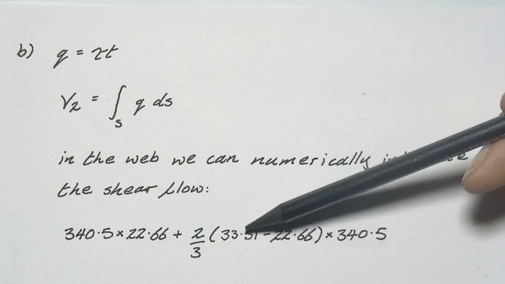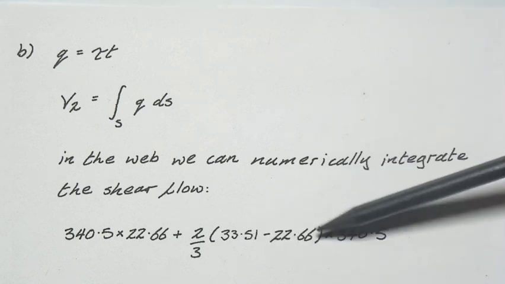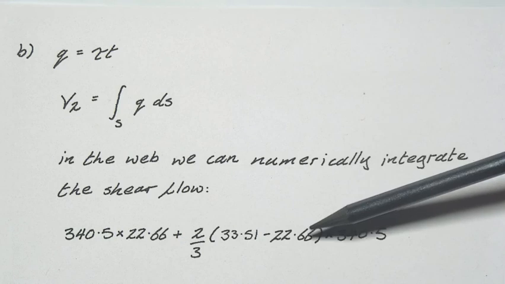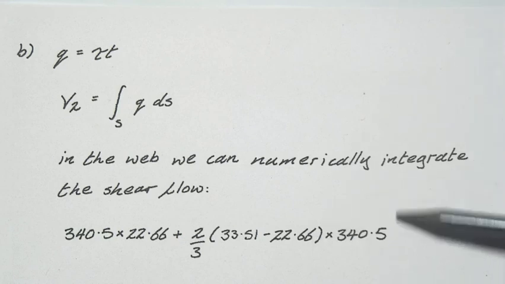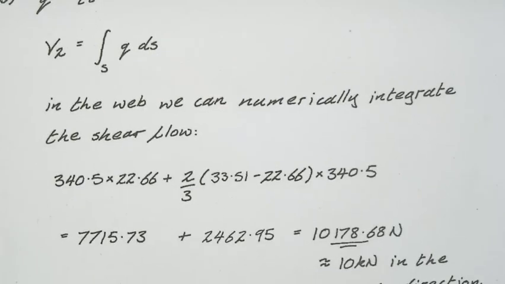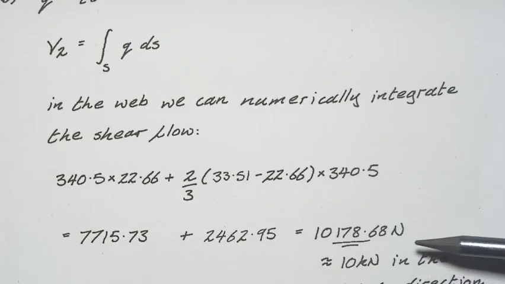So this was the maximum shear flow, minus the shear flow at the top and the bottom, multiplied by the total length of the web. Adding those two together, we end up with a value that's just a little bit larger than the value of V2 that we had.